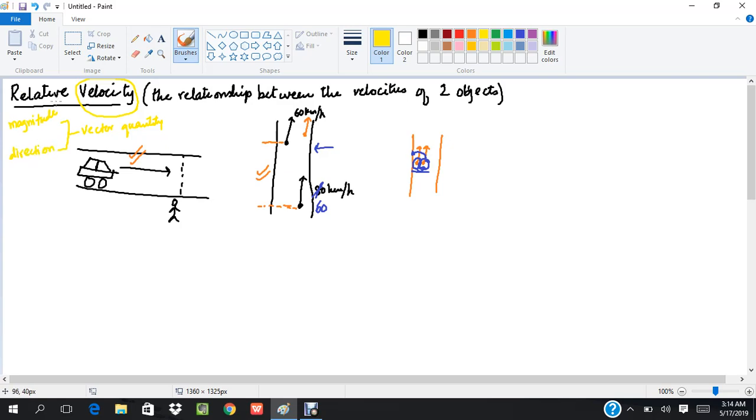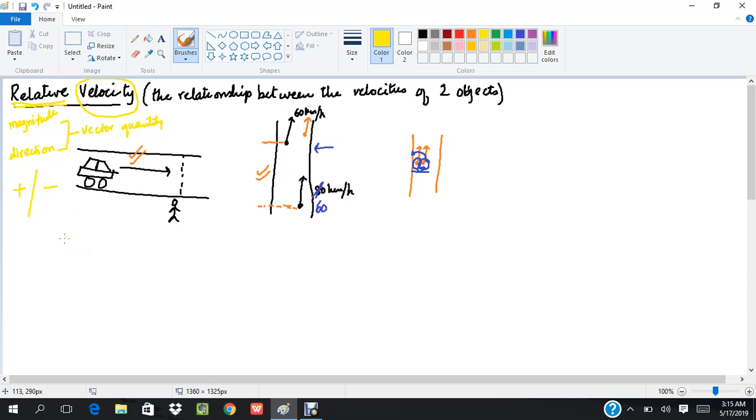and it has a direction. Then there's another part here, relative. So when I have to study the relationship between the velocities of two objects, I might have to carry out addition, I might have to carry out subtraction. We won't be doing multiplication and division. But in order to carry out addition and subtraction in vector quantities, you have to keep into consideration both the magnitude as well as the direction.